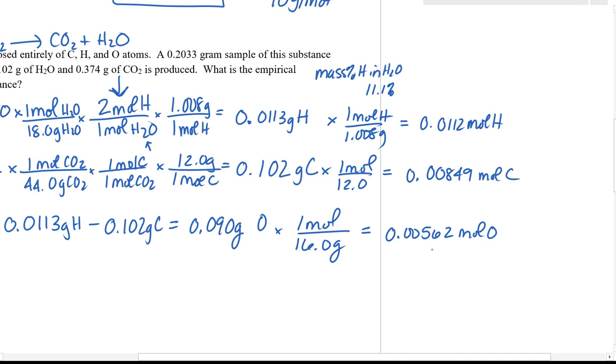So I did percent to mass, skip that one, mass to mole, divide by small. So my smallest number is 0.00562. So I'm going to divide everything by that.